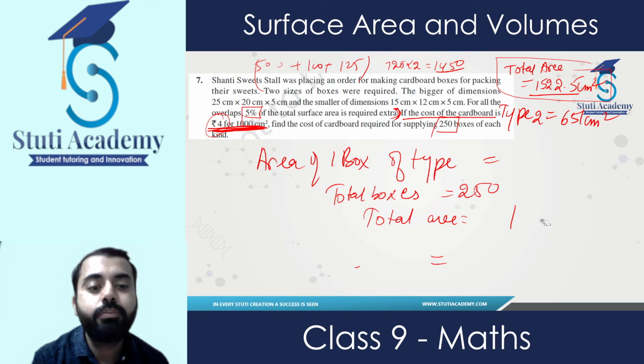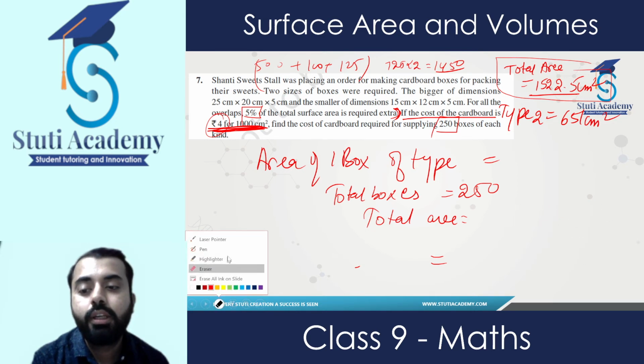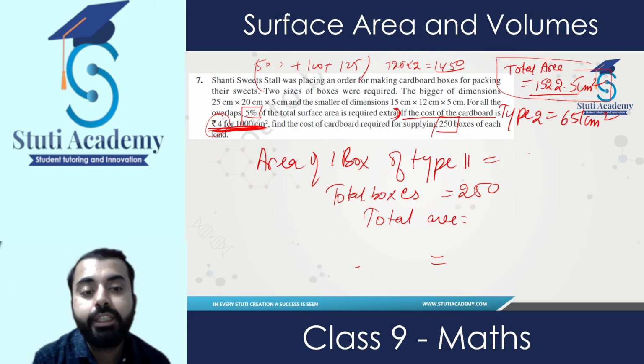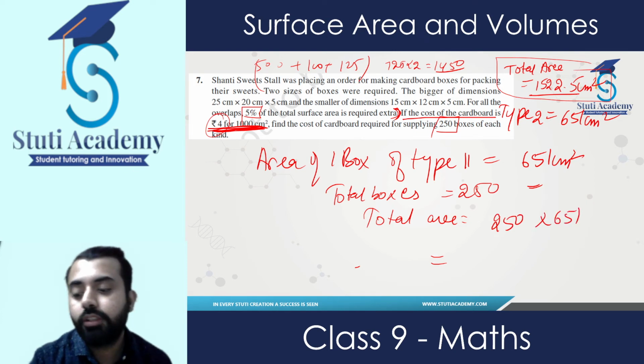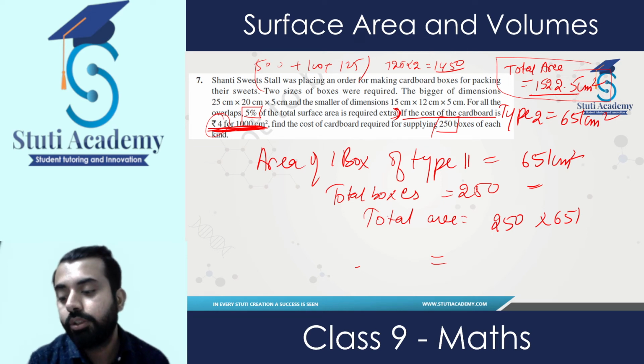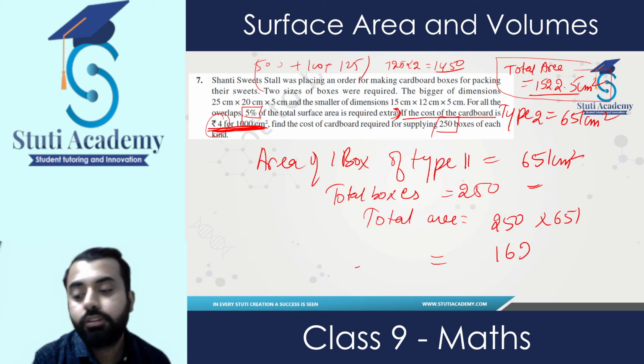Calculate both of them. Area of one box of type 2 was 1 centimeter square. Total boxes were 250. Total area will be 250 into 1. Solve this. You get 162500. Your total area. Cost will be what?